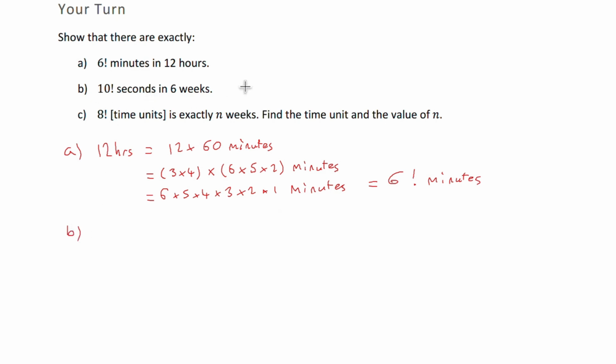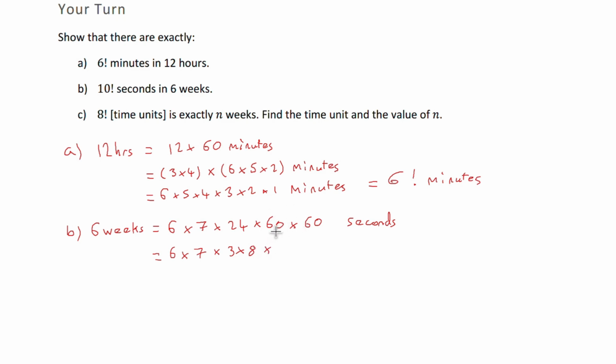Similarly, 10 factorial seconds is 6 weeks. Similar process. 6 weeks is 6 weeks times 7 days times 24 hours times 60 minutes times 60 seconds. So that's how many seconds there are. So if we work this out, we've got 6 times 7. From 24, I'm going to get 3 times 8.